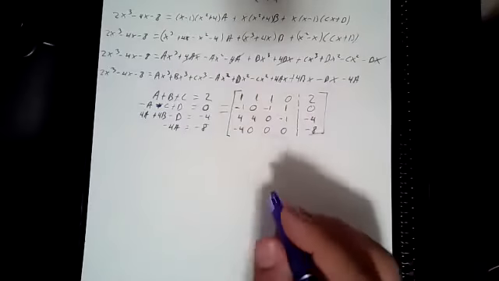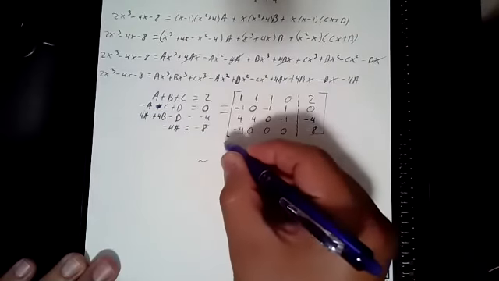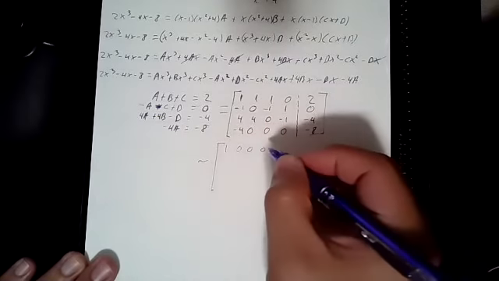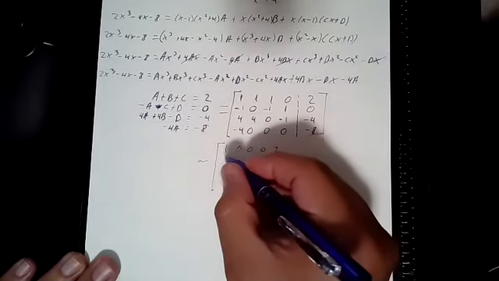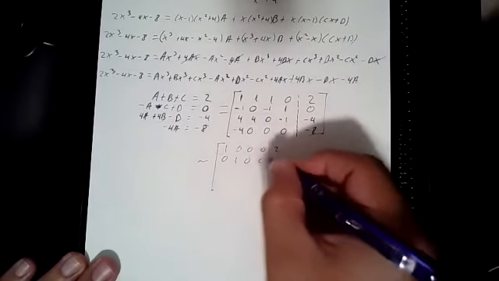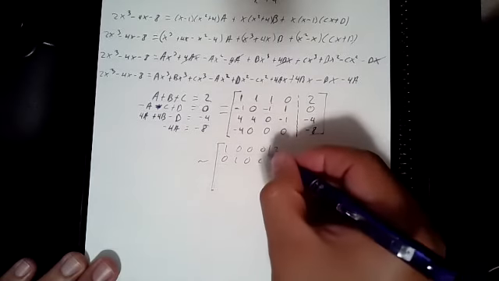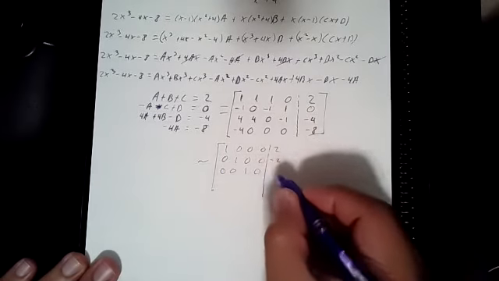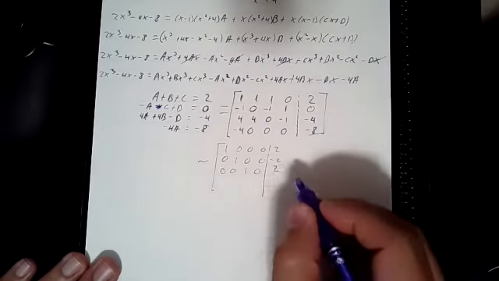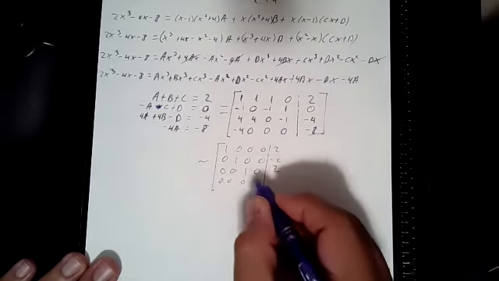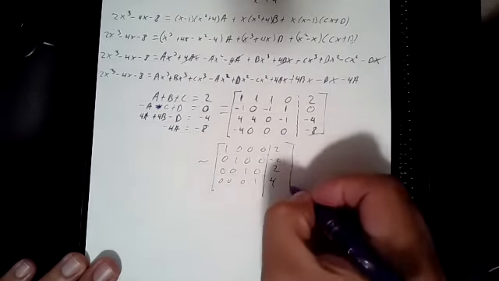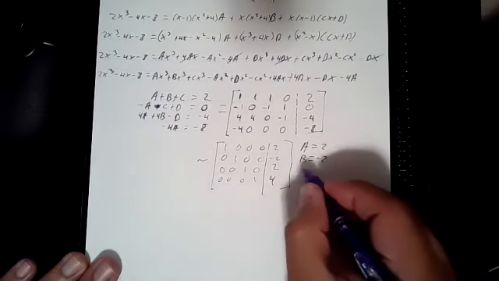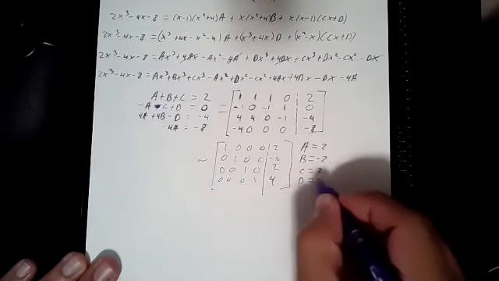So the answer should be 1, 0, 0, 0, 2, 0, 1, 0, 0, negative 2, 0, 0, 1, 0, 2, 0, 0, 0, 1, 4. So A is 2, B is negative 2, C is 2, D is 4.